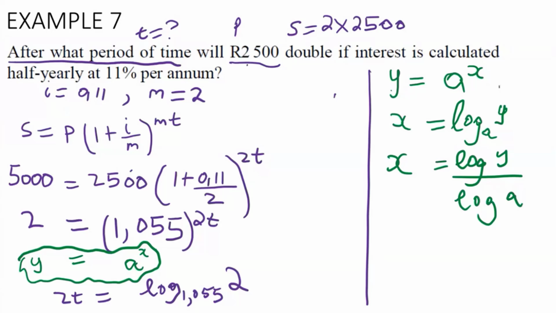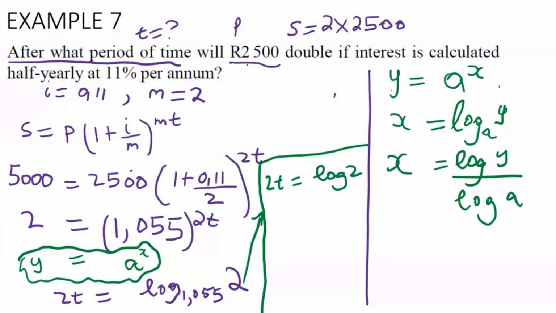Okay, so now once you are here, you can always come back to this example. I'm going to box it here. So here you're going to have your 2t. Your t is going to be equal to log 2.